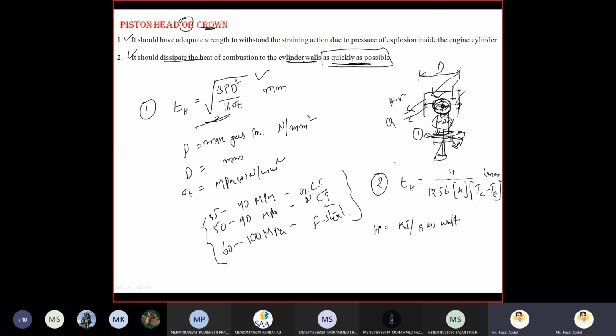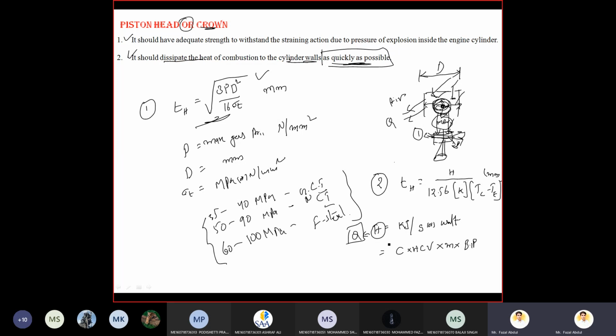In heat transfer, you studied the H value as Q. Heat transfer through the wall, heat transfer through the pins, we already studied, I think. To calculate this H value, we have another empirical relation: C into HCV, the higher calorific value, into M, where M is the mass of fuel used per brake power per second, into BP, the brake power.